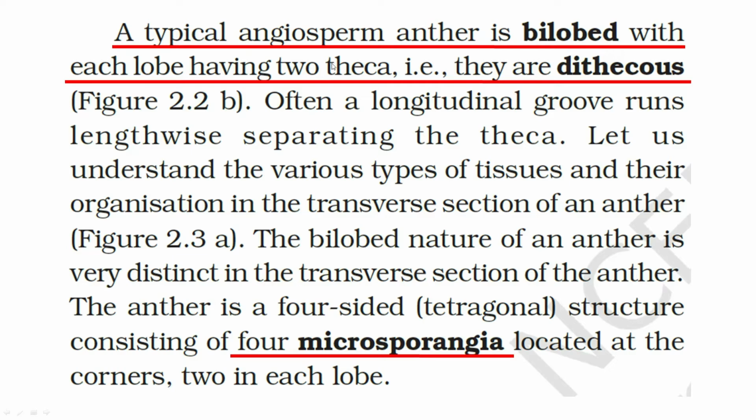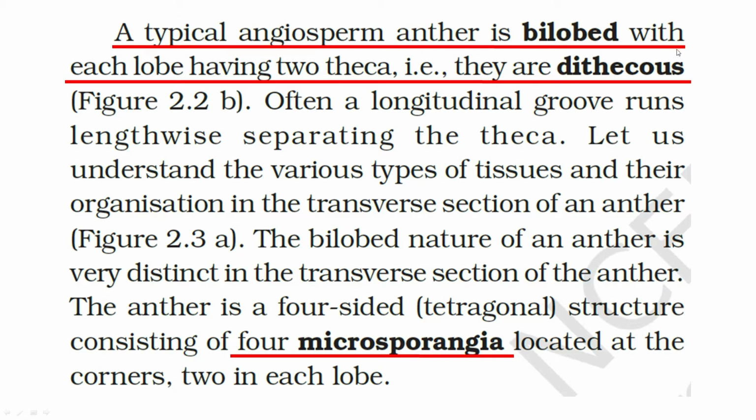Now, by reading the first sentence, we will figure out how many theca are there. And looking at the last sentence, we will find out how many microsporangia are there. The first sentence says that a typical angiosperm anther is bilobed. This particular term means an anther of an angiosperm contains two lobes. The literal meaning of bilobed is two lobes. That is fine. Now, each lobe has two theca. That is, they are dithecous.